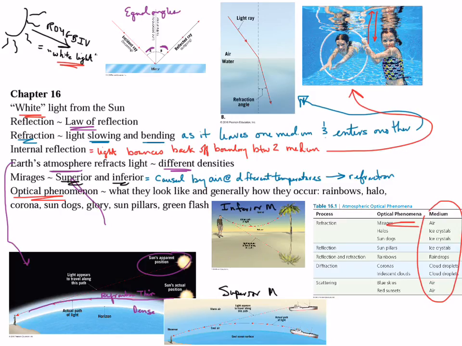So you're going to want to know, we'll talk about rainbows today, something called a halo, corona, sundogs, glory, sun pillars, and green flash. So you're going to kind of want to know what causes them, what particle causes them.